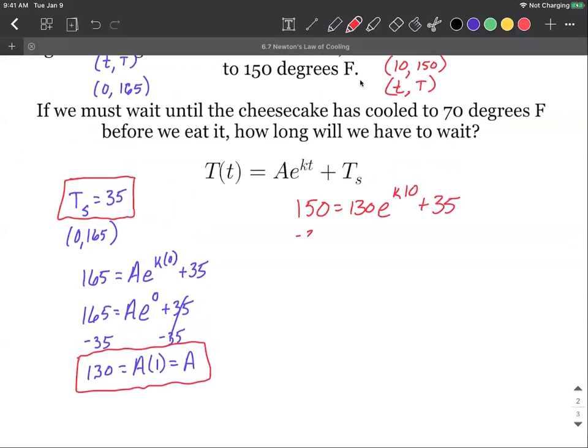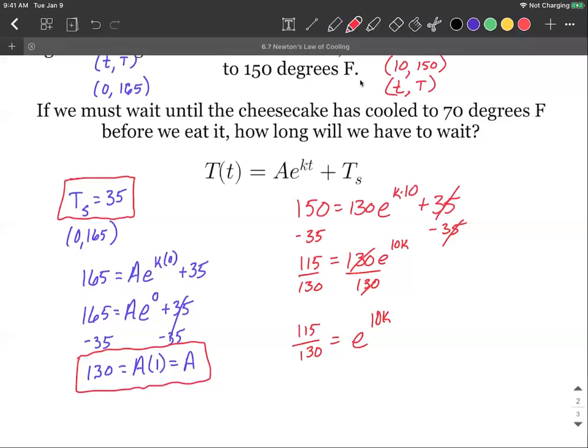So let's subtract 35 from both sides. Move that away. So we have 150 minus 35 is 115 equals 130 e raised to the 10k. I switched the order there, but they're being multiplied, so that doesn't really matter. All right, let's get rid of the 130 next. So divide by 130. So I know that 115 divided by 130 can reduce down further. I'm just not going to bother with it right now.